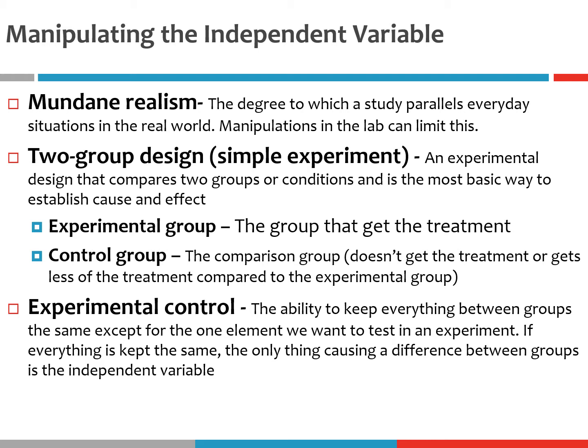If I do that, then those groups are relatively equal with regard to everything except for the variable being manipulated, which is the independent variable. And that's what you want. That's the purpose of having an experimental control group.